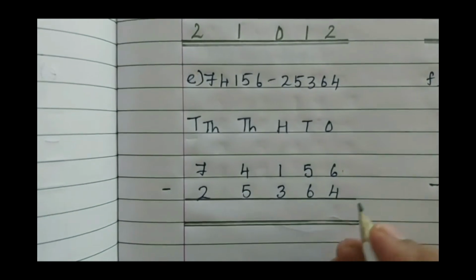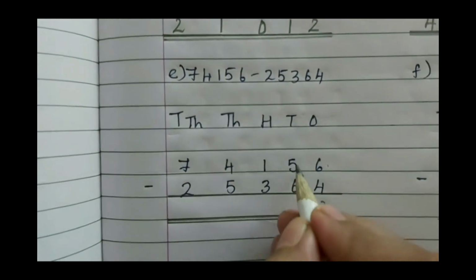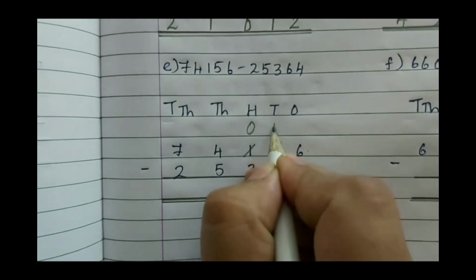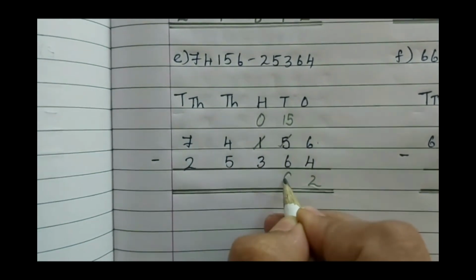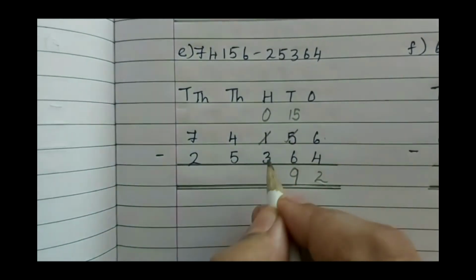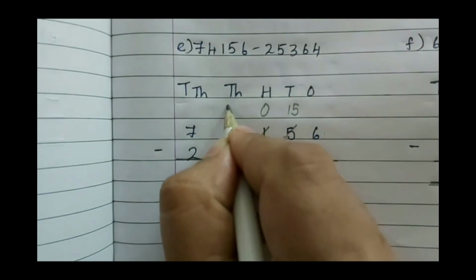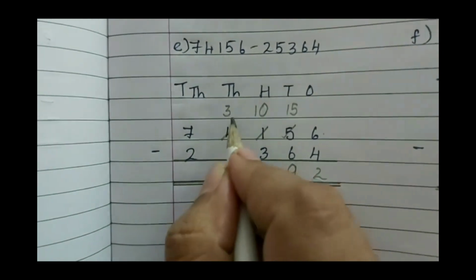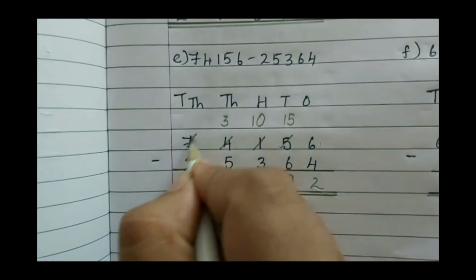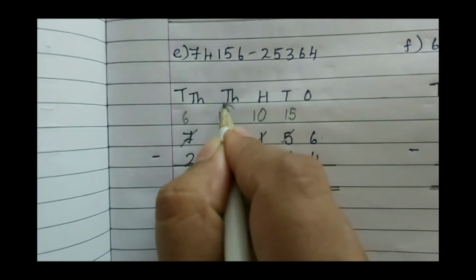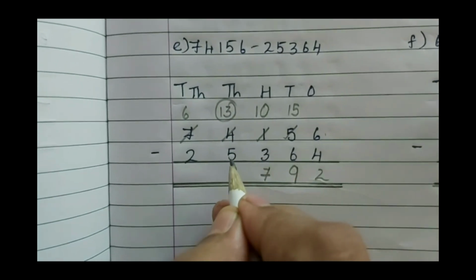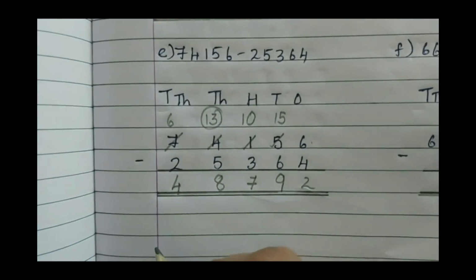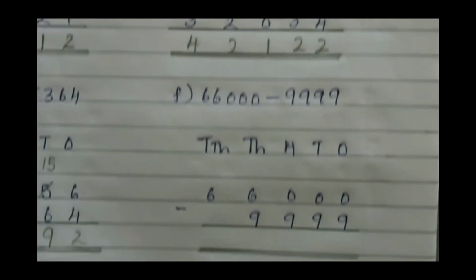6 minus 4, 2. 5 minus 6, it's not possible. Cut it, it becomes 0. 5 will become 15. 15 minus 6, 9. Again 0 minus 3, it is not possible. So we are going to borrow from neighbor. 4 will become 3. So 0 becomes 10. 10 minus 3, 7. Once again 3 minus 5 not possible. Borrow. 7 will become 6 and this becomes 13. 13 minus 5, 8. 6 minus 2, 4. Next F.